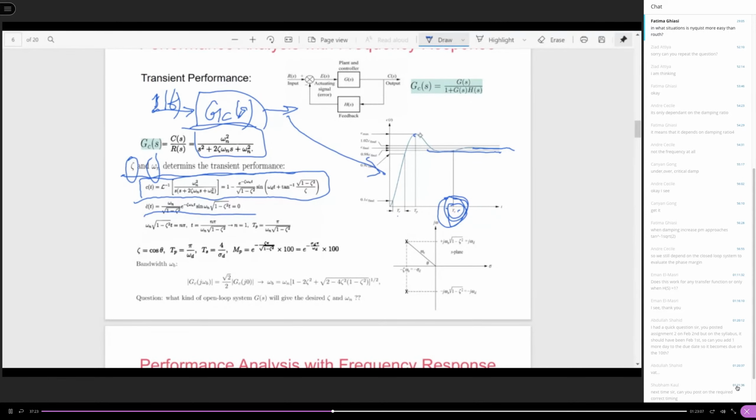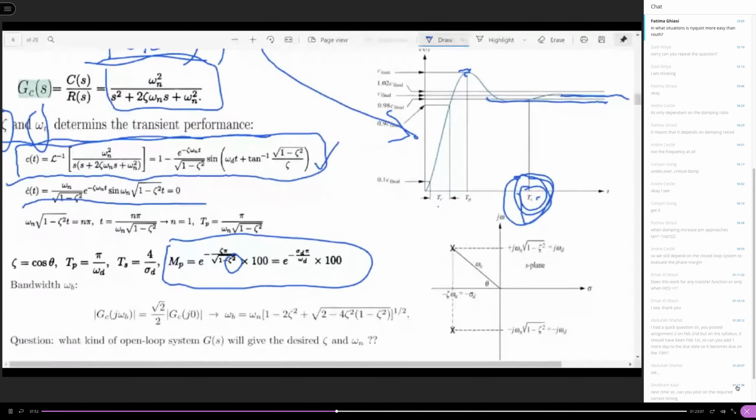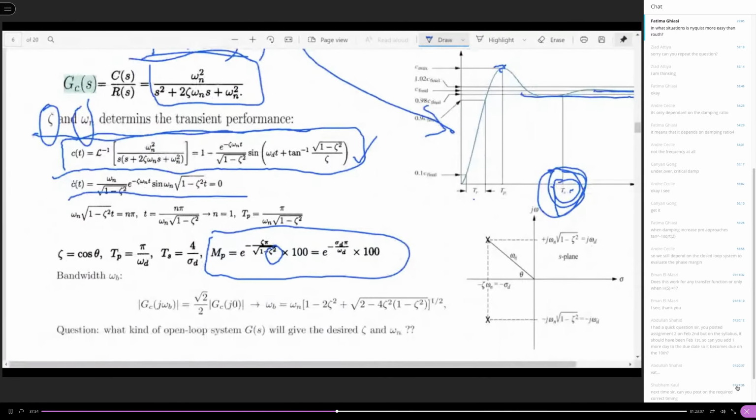Now the overshoot also measures the damping. This overshoot can be calculated with this formula. We derive it from the response expression, and we find that the overshoot value is only related to the damping. Can you see that? Actually, you should be familiar with this formula.